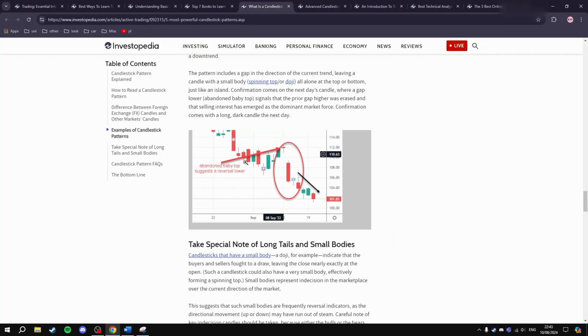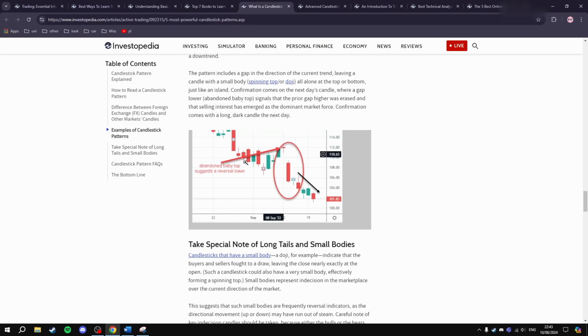The pattern includes a gap in the direction of the current trend, leaving a candle with a small body, a spinning top or doji, all alone at the top or bottom, just like an island. Confirmation comes on the next day's candle, where a gap lower signals that the prior gap higher was erased and that selling interest has emerged as a dominant market force. Confirmation comes with a long dark candle on the next day.